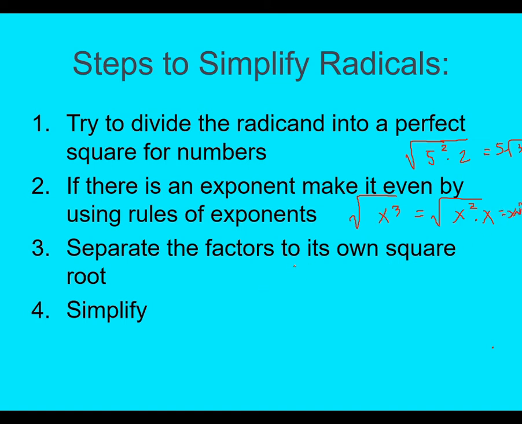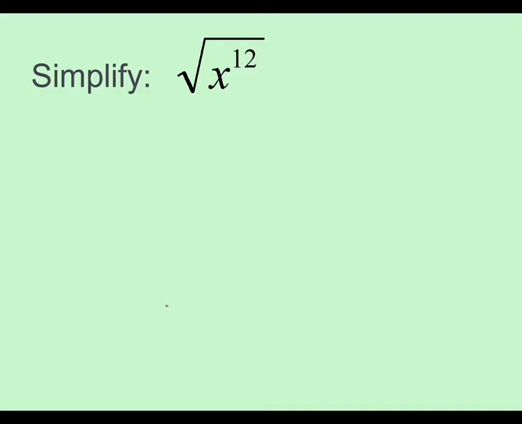Separate the factors to its own square root. Ito na yung separate natin. Equals 4 times 3. Separate natin yung square root of 4, which is 2. Then, simplify. Yun na yung tatlo na condition. Okay? So, simplify square root of x raised to 12.